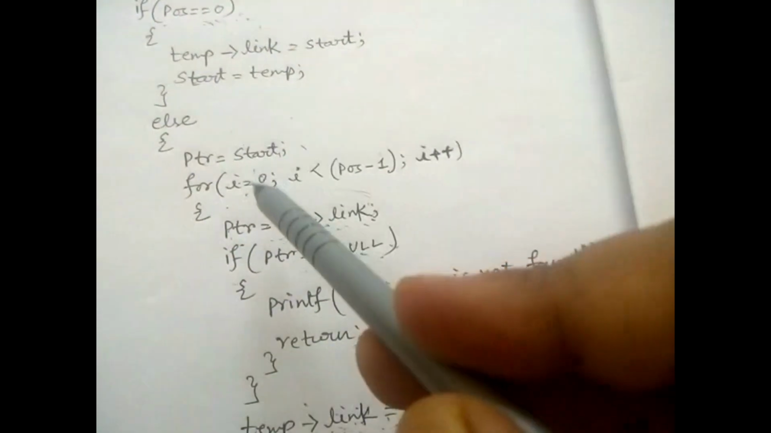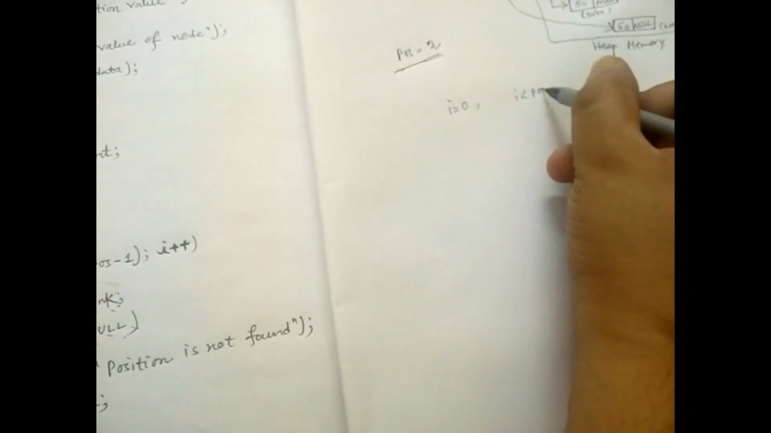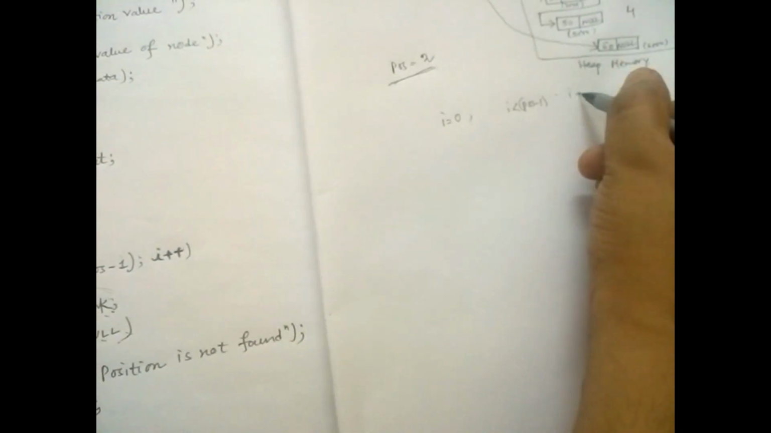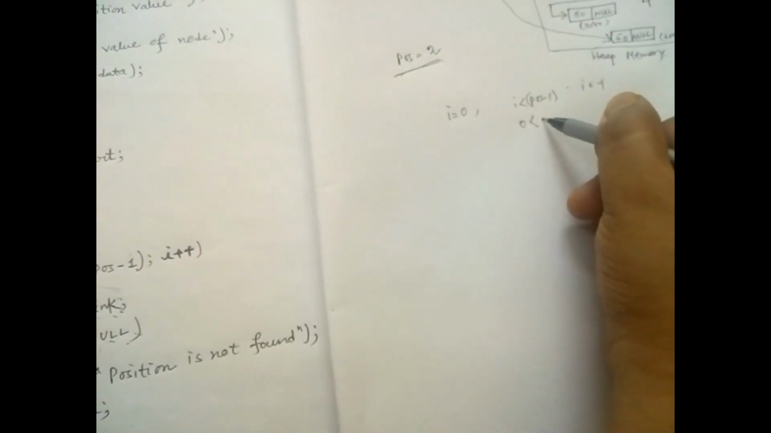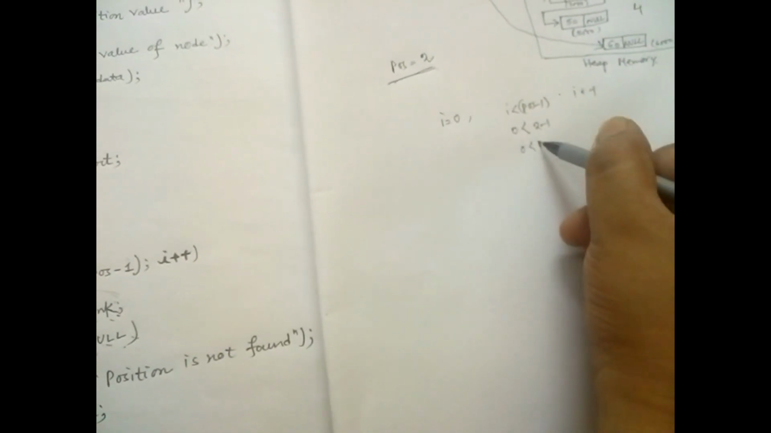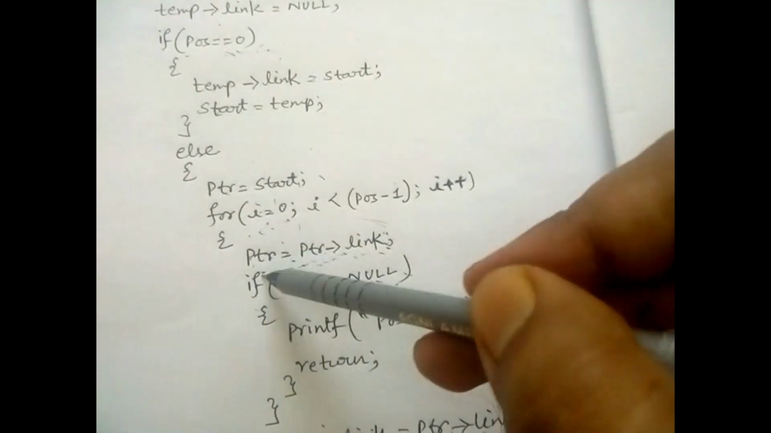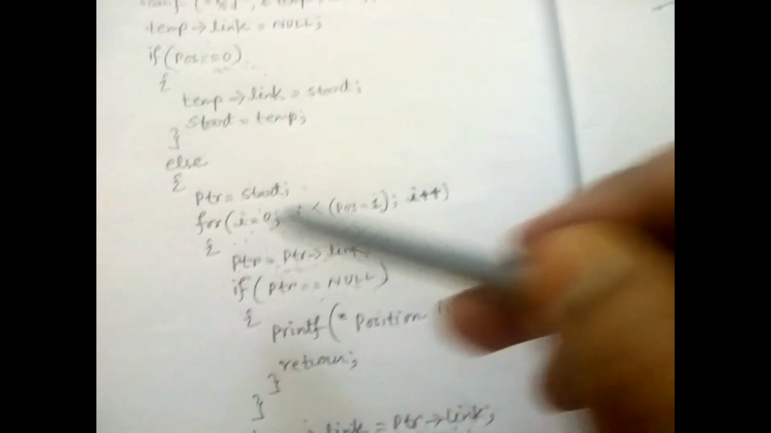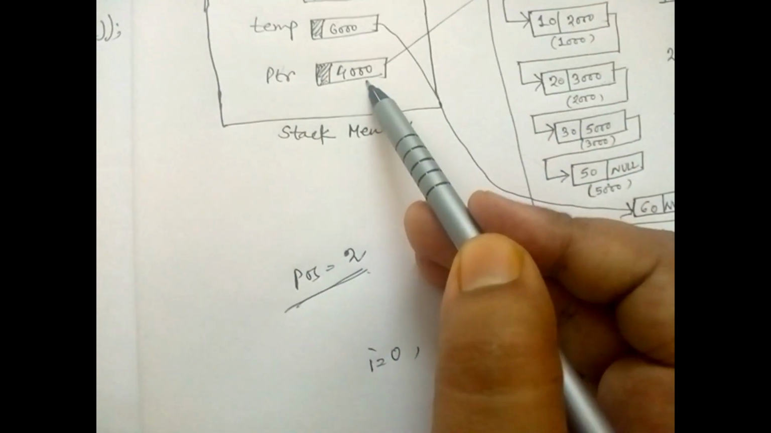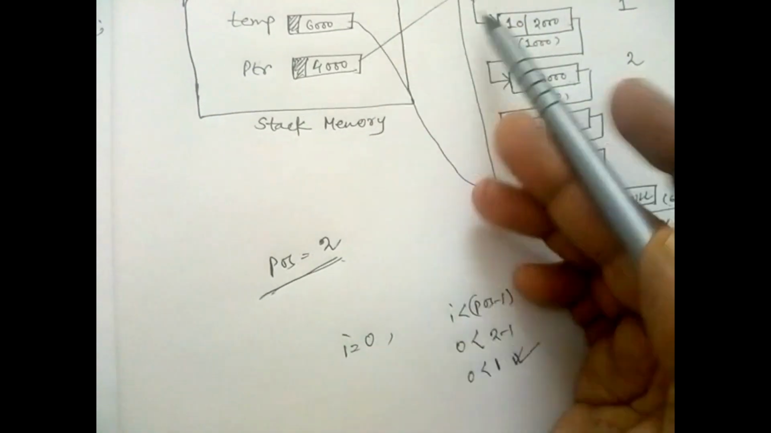Now go to the for loop and set i equal to 0, i less than POS minus 1, and i plus plus. Now check the condition: i is 0, POS is 2, 2 minus 1, so 0 less than 1, the condition is satisfied. So go inside the for loop, PTR equal to PTR arrow link. So the value of PTR arrow link is assigned into PTR. PTR is 4000, pointing to this node, and PTR arrow link is 1000, so it is assigned into PTR.